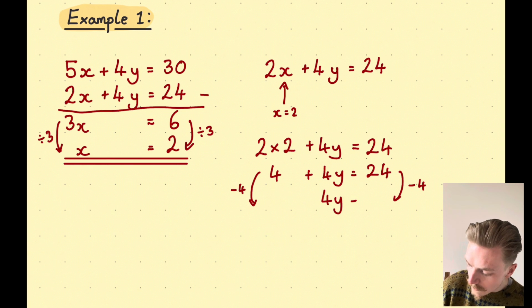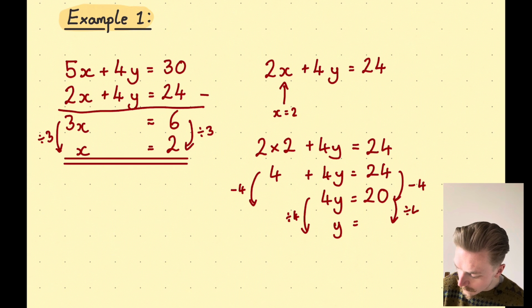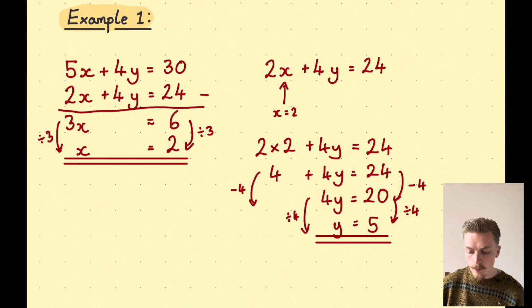Get 4y equals 20. And if 4y is 20, I need to divide both sides by 4. 20 divided by 4 gets me 5. So that's the other part of my answer. So I need the x and the y. So my answer is finding both of them.